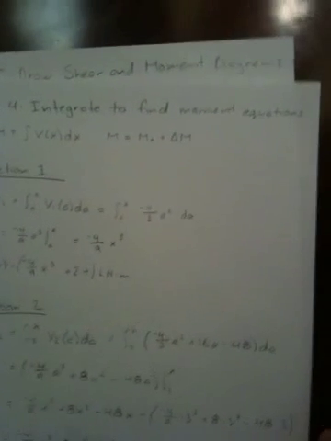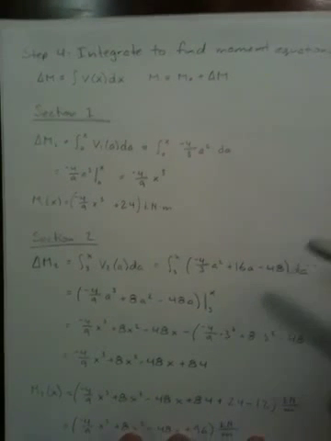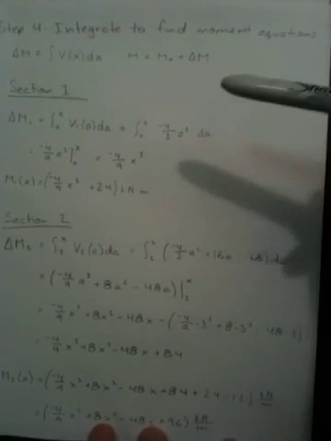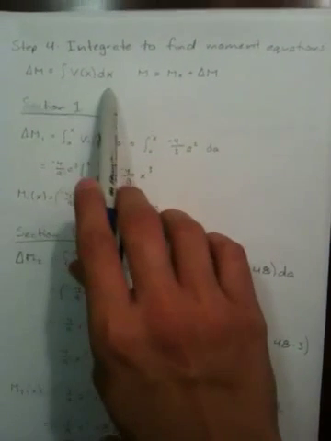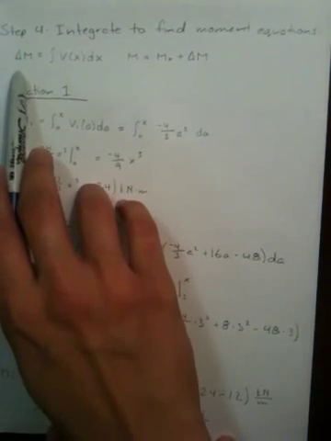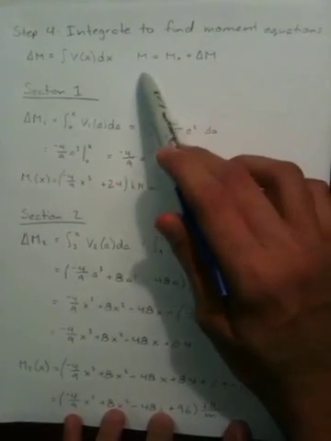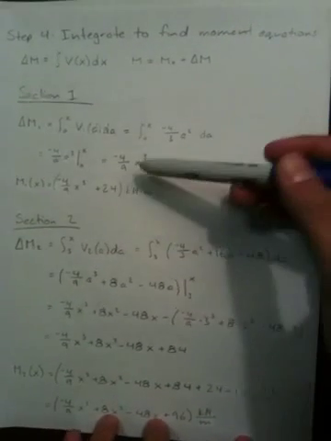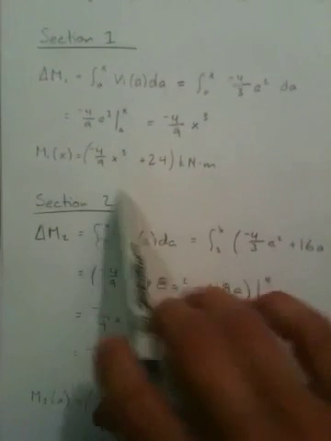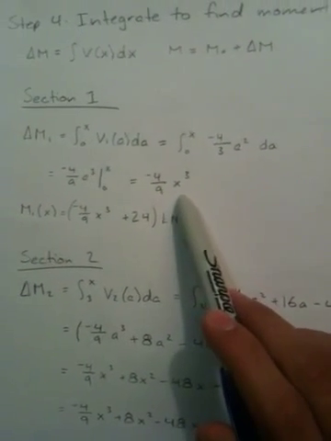Moving on to step 4, we use the shear equations that we've just calculated to calculate the moment. Again, this is the relationship that is used, to find delta M, and then we will eventually find M using this equation. For the distributed load on the left, this is how the integration works out.